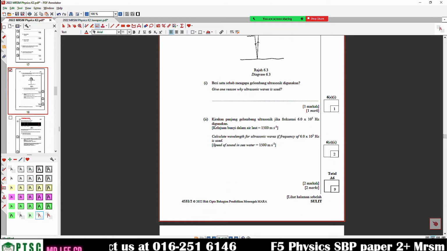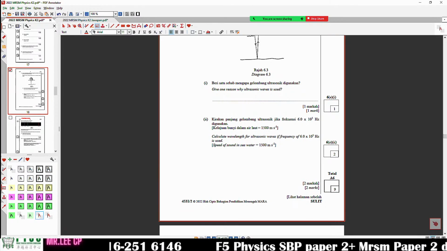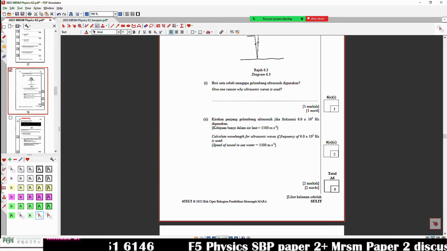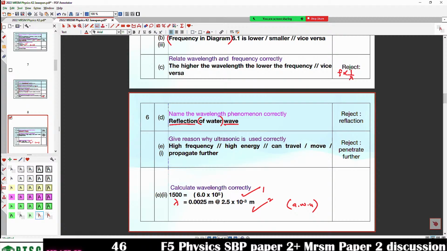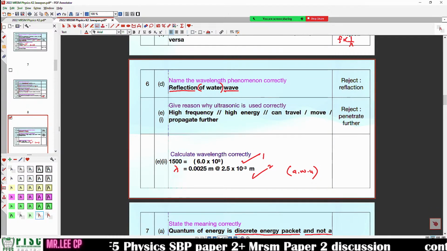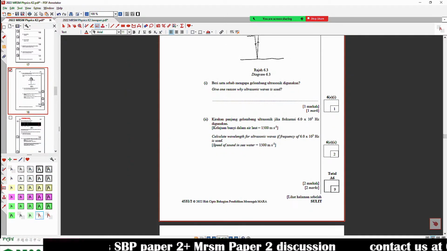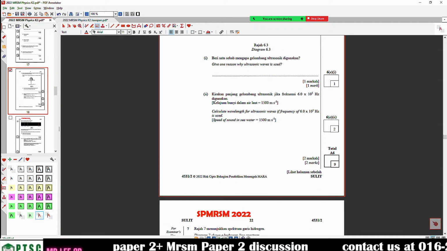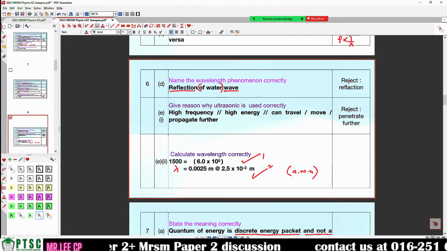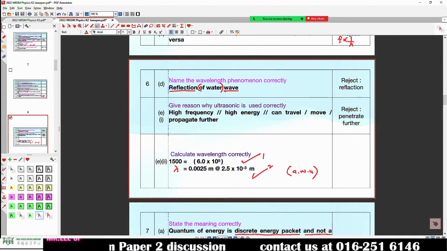So V is equal to f lambda. Substitute it in: V is here, f is here. Then you can calculate the lambda. The unit of lambda is meter: 0.0025 meter. Answer with the correct unit.